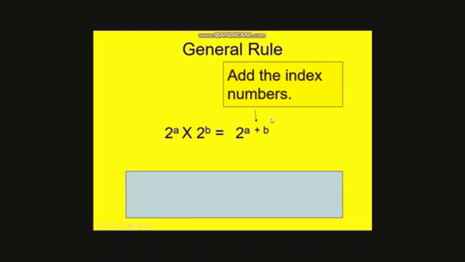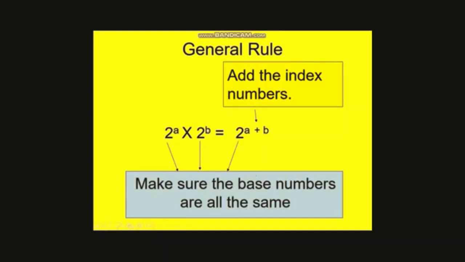Okay, so look at this more generally. If I had 2 to the power of a times 2 to the power of b, the answer to that would be 2 to the power of a plus b. I would add the indices together. So this is the rule. We're going to add the indices together, but please make sure that the base numbers are always the same. So I've always kept this one in base 2. These two are at base 2 and the answer is base 2.